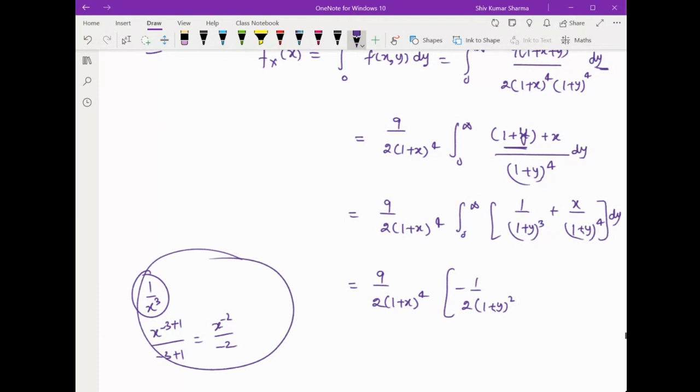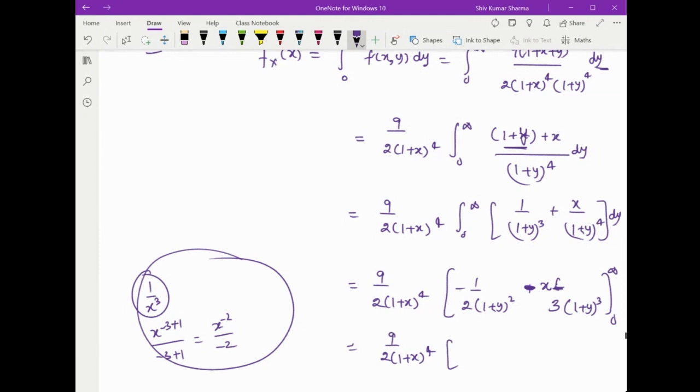Understand? And same, x is treated as a constant, and (1 plus y) raised to the power 4. So minus 4 plus 1 upon minus 4 plus 1. So minus 4 plus 1 gives the negative sign. Minus 4 plus 1 is minus 3, so 1 upon 3, (1 plus y) raised to the power 3. And taking the limit 0 to infinity. So this is equal to 9 upon 2, (1 plus x) raised to the power 4.